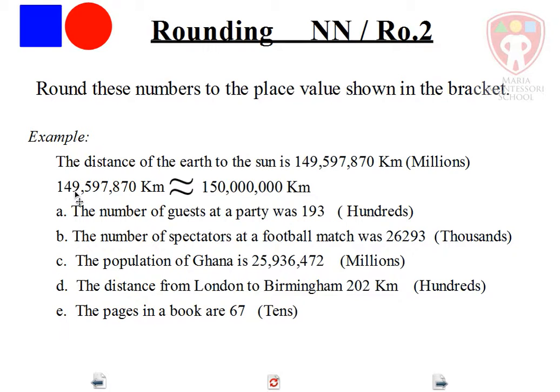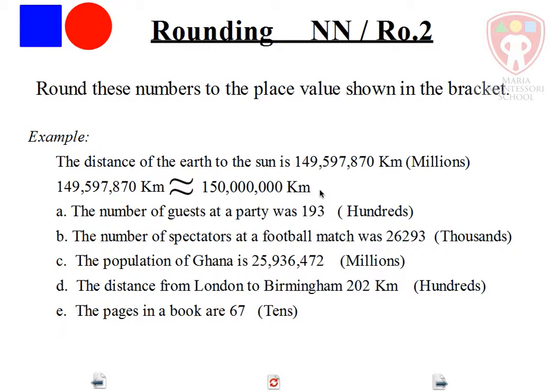And just as a reminder, we look at the next place to the right to determine whether the 9 will stay a 9 or whether it will go up by 1. In this case, a 5 tells us that the 9 will go up, so it becomes 10. But you can't have 10 in the place, so you send the 1 over. So this becomes a 5, and this becomes a 0. And so 149,597,870 kilometers is approximately 150 million kilometers rounded to the nearest whole million.